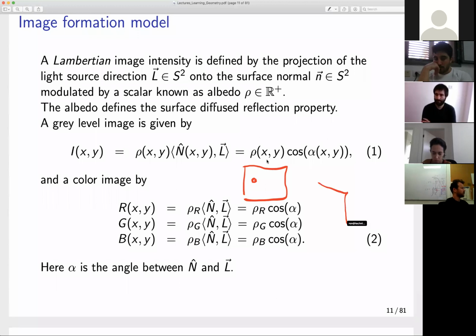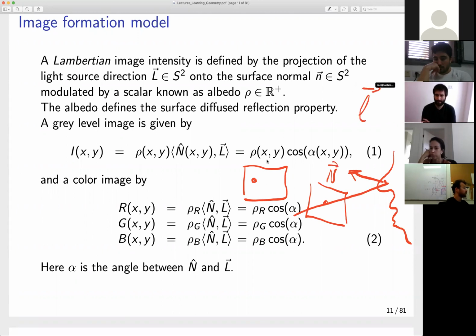So assume that this is my picture and I'm looking at an object here. And as we said, the color at each and every point that is being projected onto this image is proportional to the angle between the normal of the surface and the light source direction. Assume that this would be the normal of the surface, and this is the light source direction. So the color at each and every point in the image is nothing but the cosine of this angle between the light source and the normal.